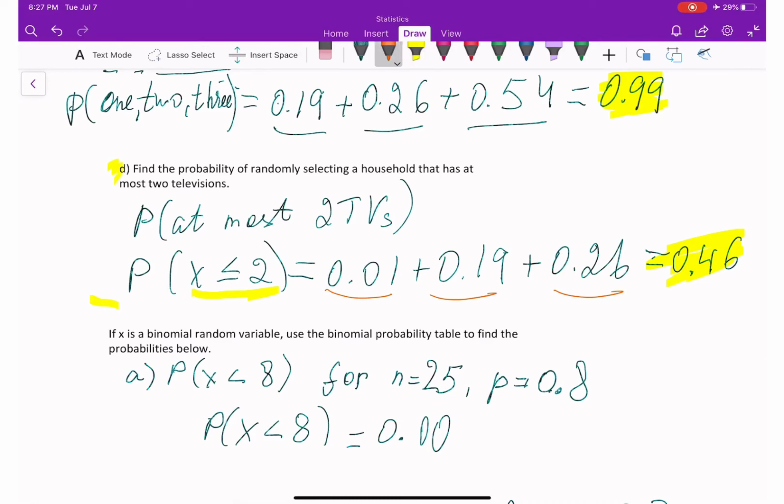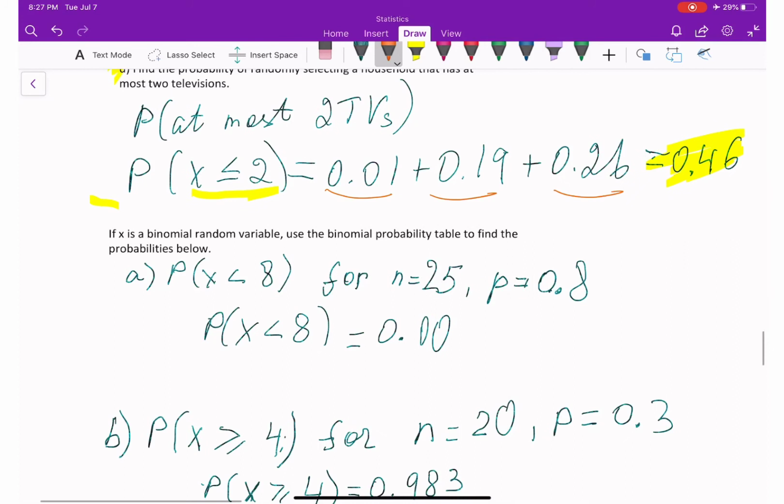If X is a binomial random variable, use the binomial probability table to find the probabilities below. This table is given in your word problem. Once you click it, the link is given, and you can open it. How are we going to find the probability? What you're going to do? This is your probability table.